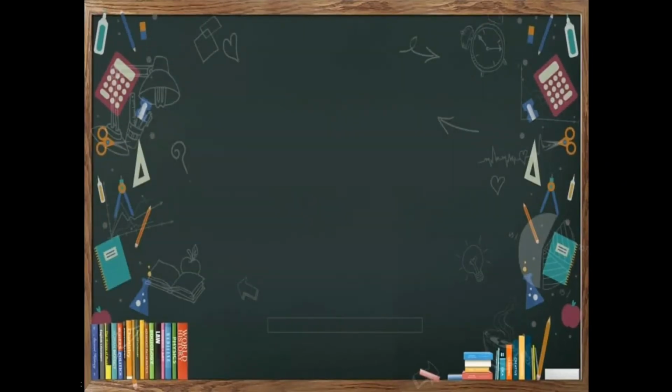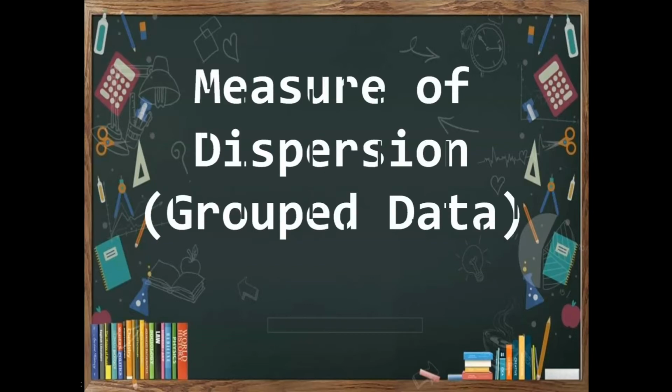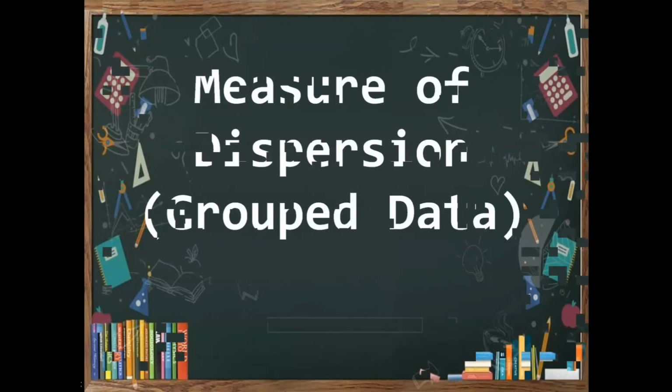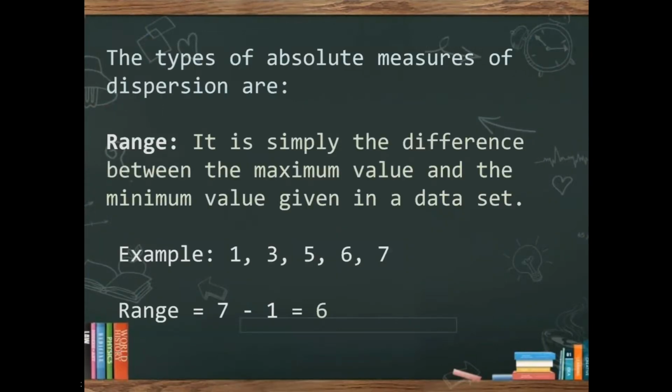Hello everyone, I am your math coding instructor and I will discuss the measure of dispersion of grouped data. Measure of dispersion is a number that conveys the idea of spread for a data set. The types of absolute measure of dispersion are range. It is simply the difference between the maximum value and the minimum value given in the data set.